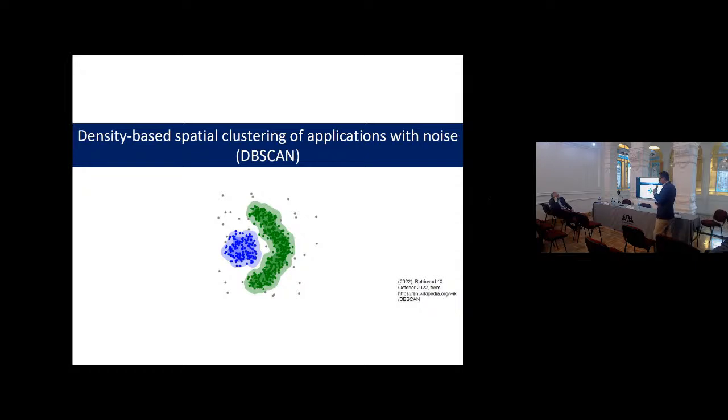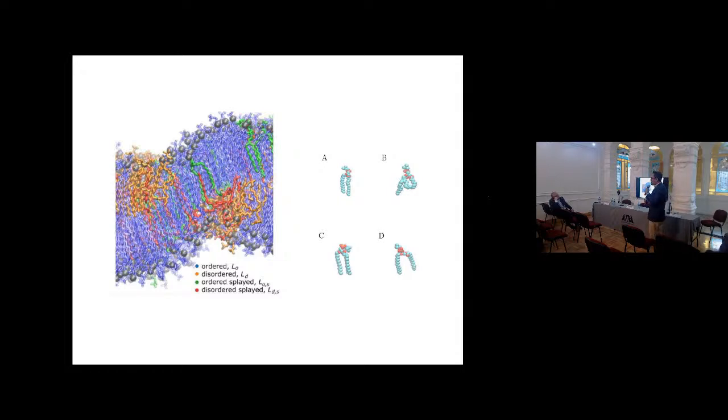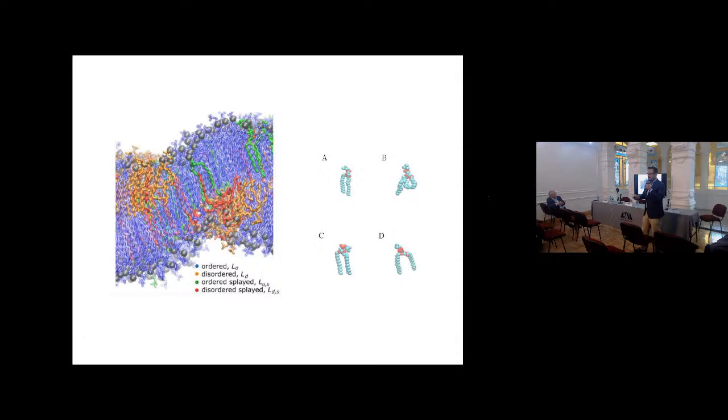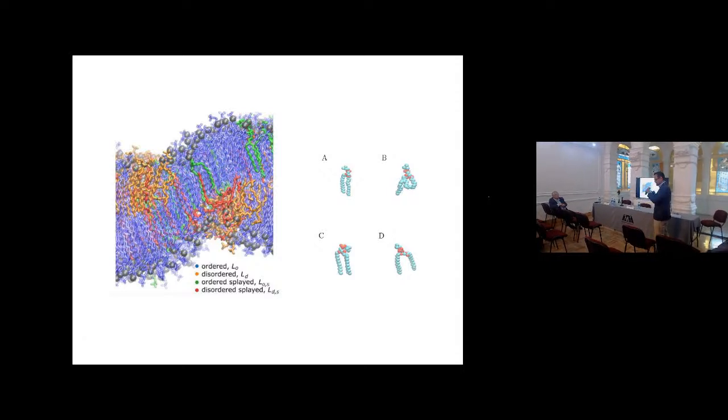Well, this is the protocol that was used for the clustering. Once we went and looked at the lipids and what was happening there, we found that cluster A is a representation of a classic liquid ordered phase, and B is a classic liquid disordered phase. What we found in our systems was two new phases, which are pretty much the same, but with splayed tails. And let me show you.